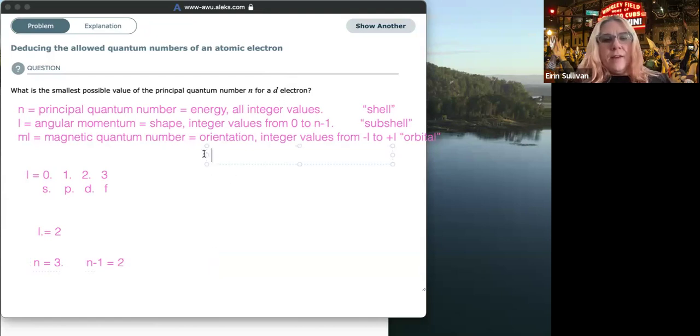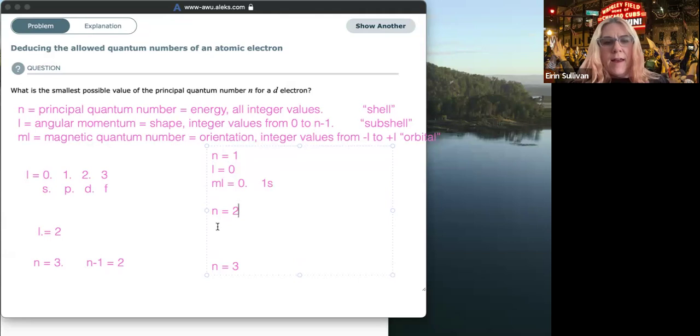If you still don't believe me, it's a really good idea to actually go through your possible values of n and the corresponding values of L and ML. So for n equals 1, the only possible value of L is 0, okay? So if L is 0, the only possible value of ML is also 0. What does that correspond to? That corresponds to the 1s subshell. And there's only one of them because there's only one value of ML.